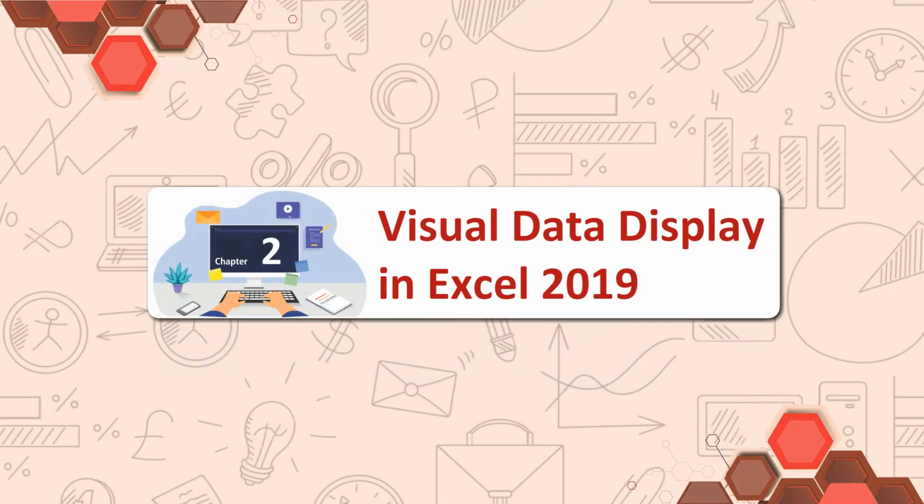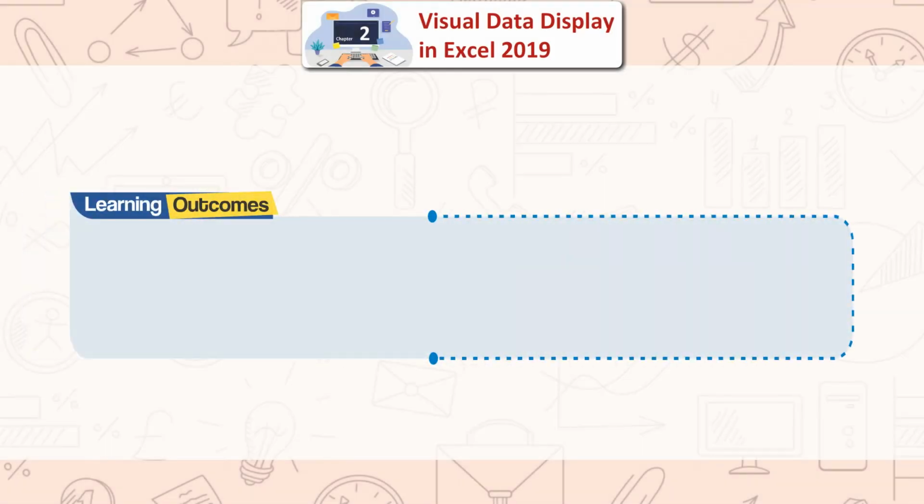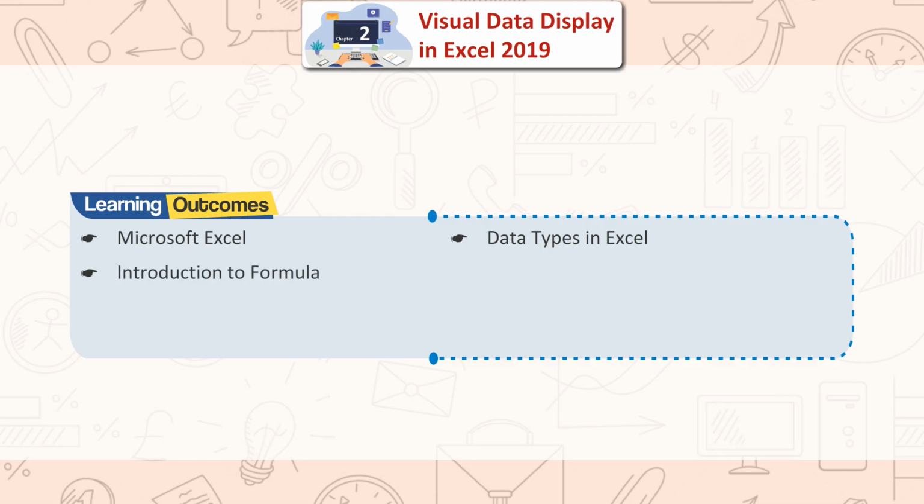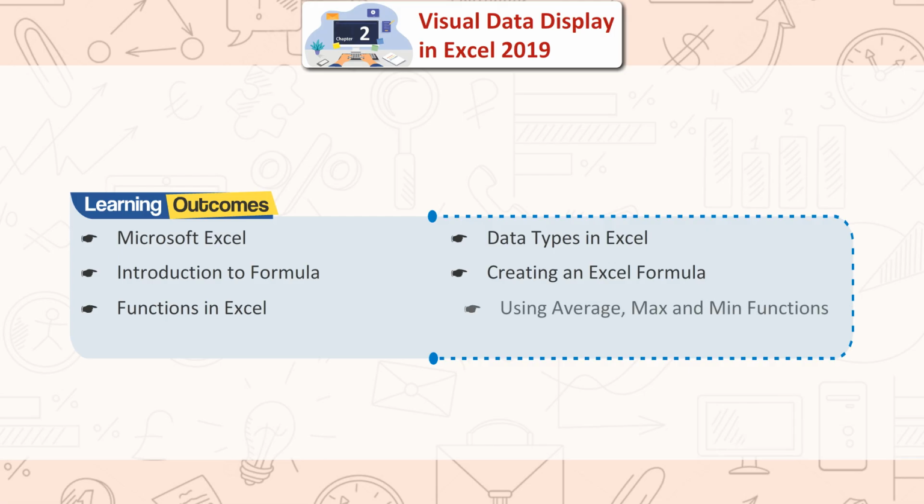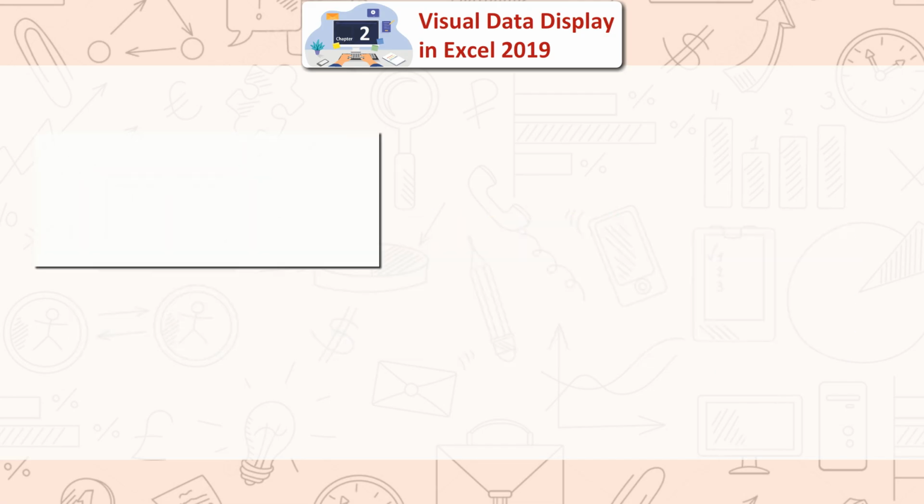Chapter 2: Visual Data Display in Excel 2019. Learning Outcomes. Microsoft Excel. Data Types in Excel. Introduction to Formula. Creating an Excel formula. Functions in Excel. Using average, max, and minimum functions. Charts in Excel. Creating a chart.